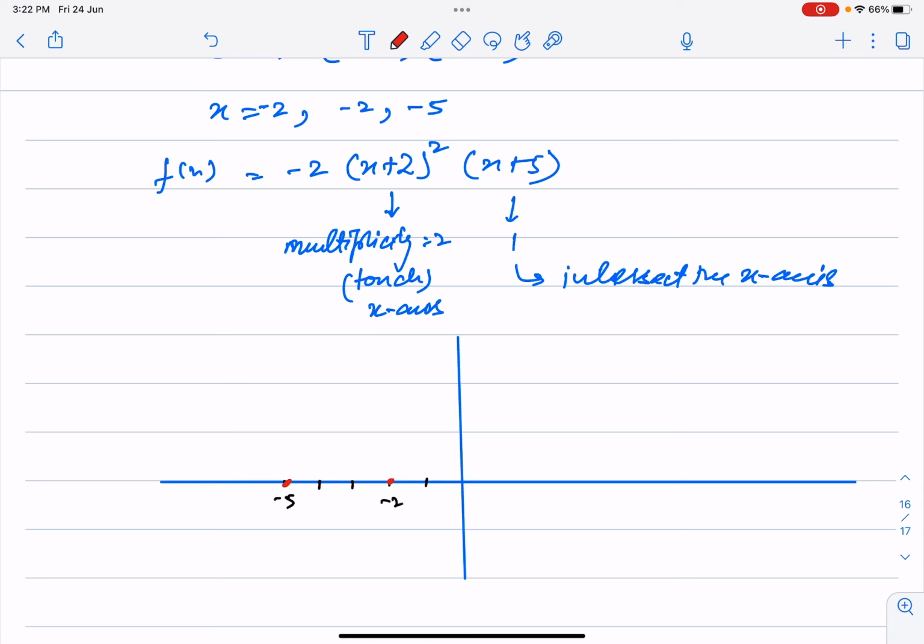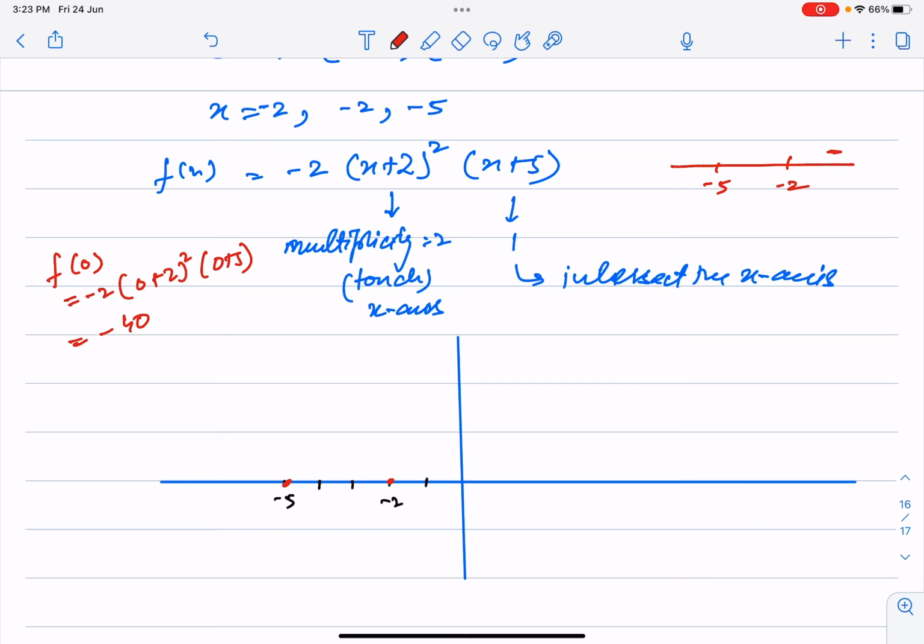Now let us first of all see the signs of this. This is minus 5, minus 2. Put any value more than minus 2 in the given function. Suppose I put 0, because 0 is greater than minus 2. So the value will be minus 2 into 0 plus 2 square into 0 plus 5, so it is going to be minus 4 into 5, 20, minus 40, so it is negative.